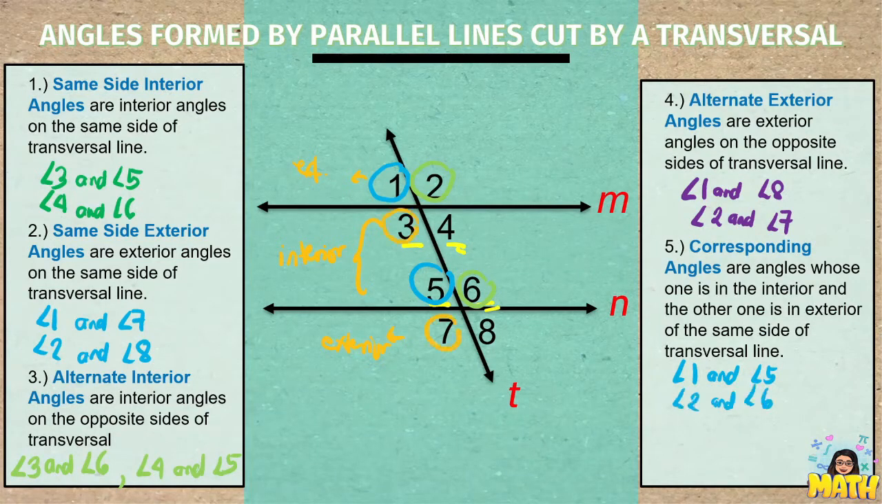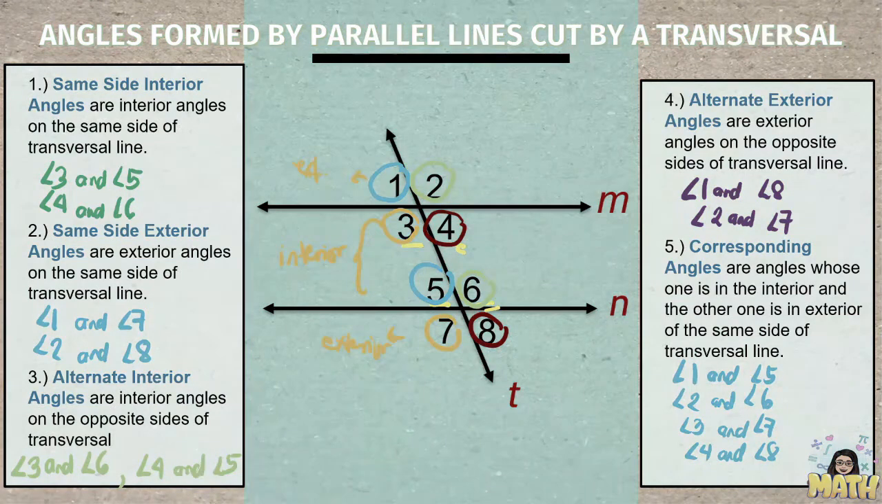We still have the following: angle 3 and angle 7. Angle 3 is in the interior while angle 7 is in the exterior at pareho silang nasa baba ng parallel lines. And the last pair is angle 4 and angle 8. Pag sinabing corresponding side, they almost have the same position, but one must be in the interior, the other must be in the exterior. So again, ito ang mga angles na nabuo out of the parallel lines na hinati ng ating transversal line. So let's have more examples here.